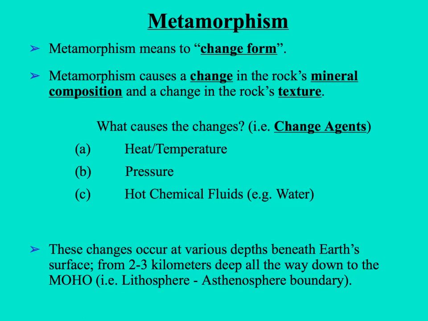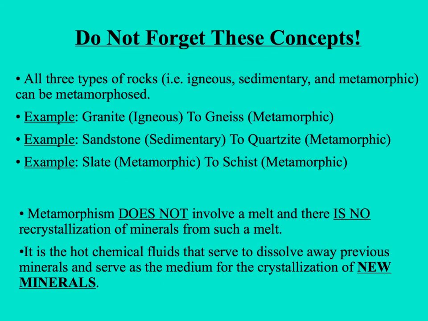which is named after Mohorovičić, and it is the boundary between the lithosphere and the mantle. All three types of rocks can be metamorphosed. So an igneous, sedimentary, and even a metamorphic rock can be metamorphosed even further. So all three types of rocks can be metamorphosed.